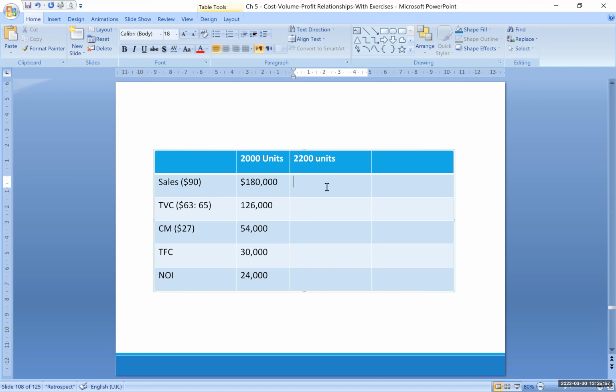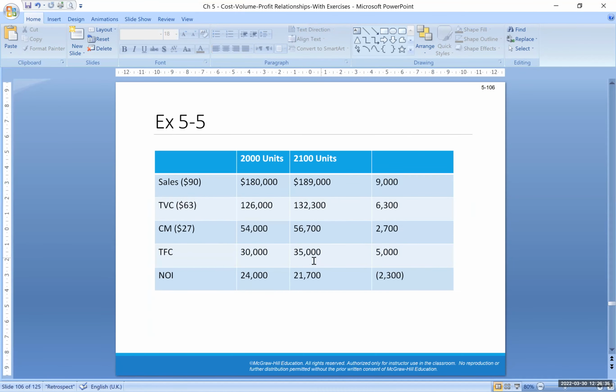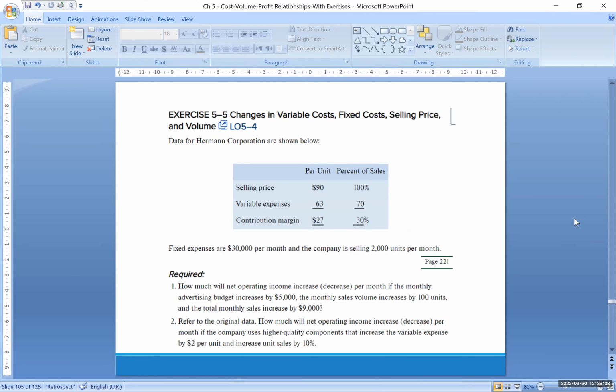So the sales, let's calculate it together. The sales for the new volume, 2,200 times 90, no change for the price, is it? 198,000, right? The variable cost will be 2,200 times 65. This equals 143,000. Then 198,000 minus 143,000 equals 55,000, right? No change for question number 2. No change in the fixed cost. Refer to the original data.